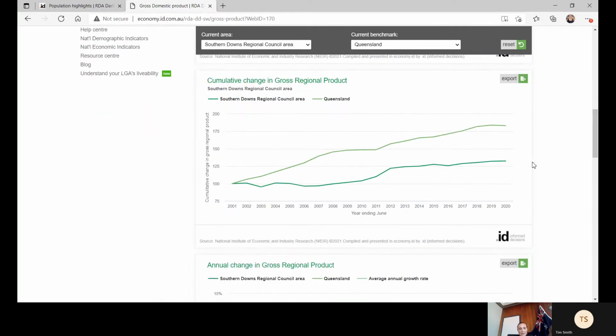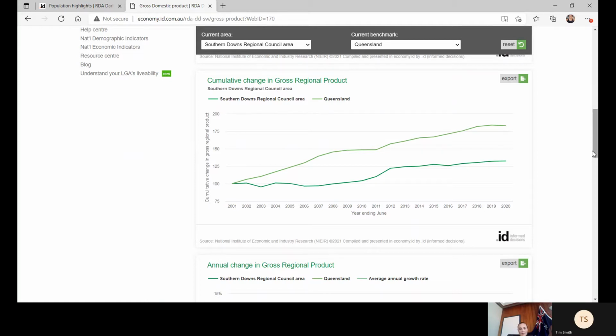So we can see here where you're tracking in comparison to Queensland. So there's lots of different ways of showcasing this data. So if you want to develop an advocacy report, you can look at some of this information and look at the different ways of being able to display it to get your message across.